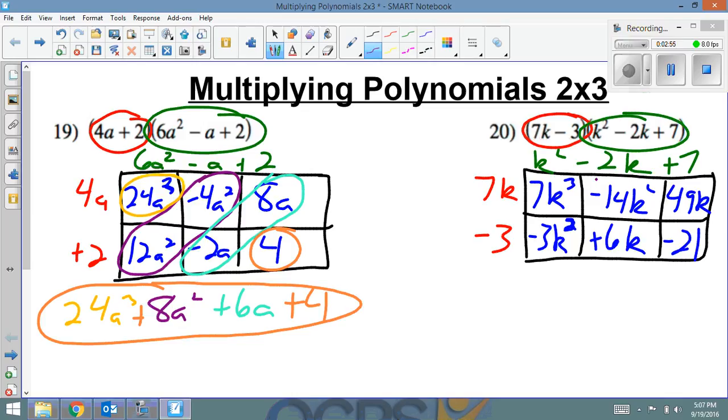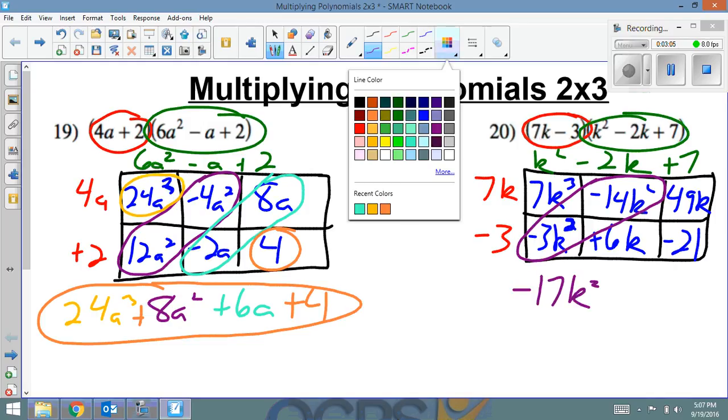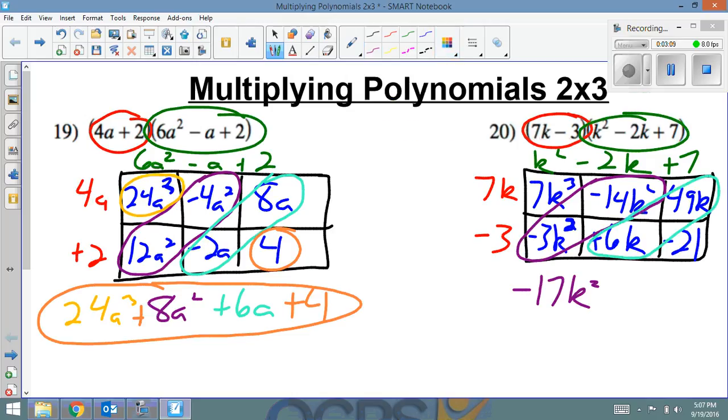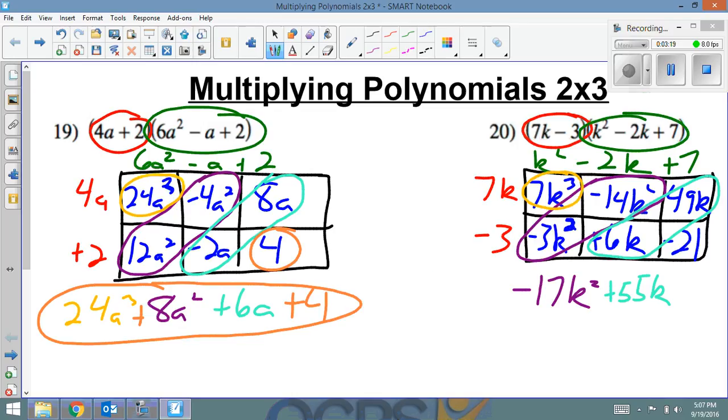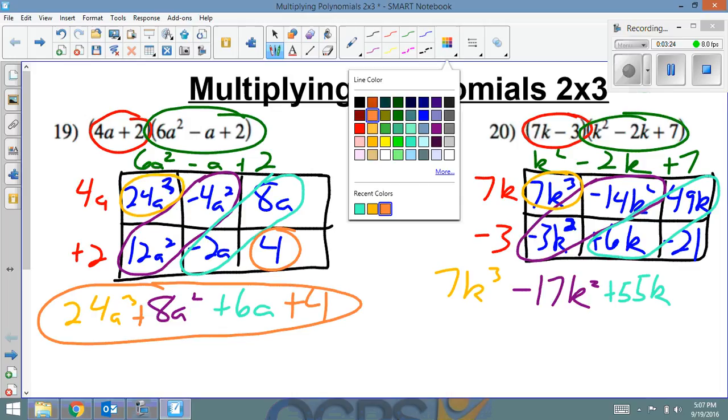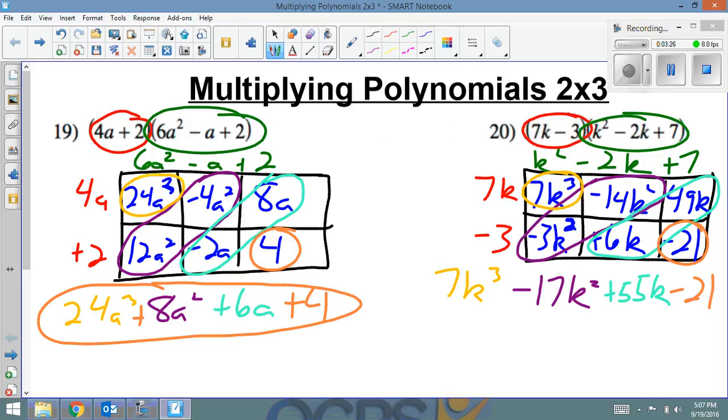Then again, we add these two terms together. So negative 14k squared plus negative 3k squared is negative 17k squared. Then we add these two together. 6k plus 49k, that's going to be 55k. Then we take this front term of 7k to the third and put it in the front. And this back term of negative 21 and put it in the back, and you are done. That's your final answer.